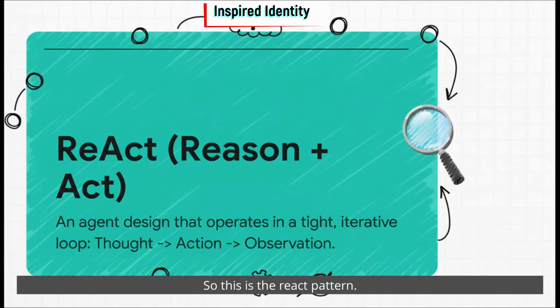So, this is the ReAct pattern. It stands for reason and act. And it's super intuitive, right? The agent just operates in this really tight loop. It thinks about what to do next, it takes an action, maybe it calls a tool or an API, it observes the result, and then it just repeats. It's super adaptive, and for simple, dynamic tasks, it works great.